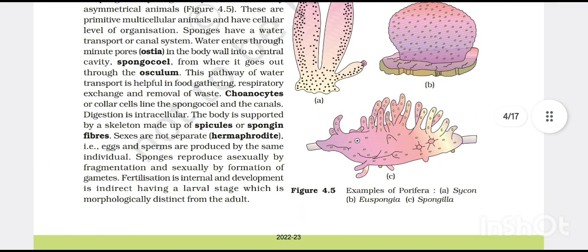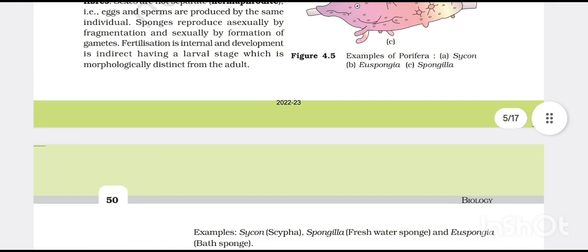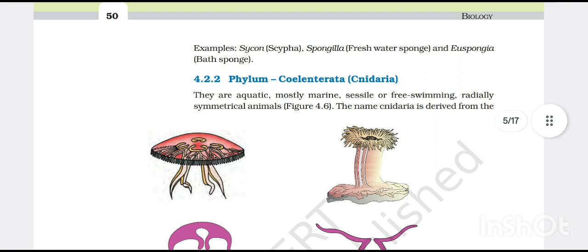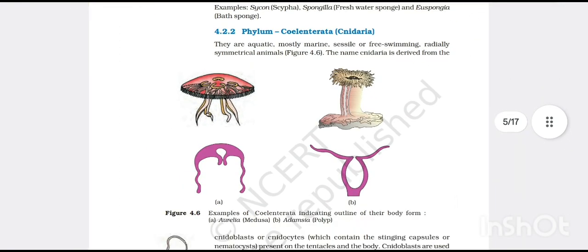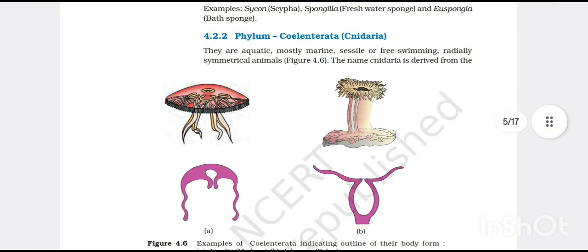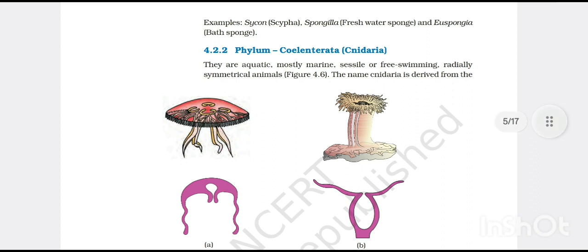And the examples of Porifera are Sycon, Euspongia, Spongilla. Then phylum Coelenterata or Cnidaria. They are aquatic, mostly marine, sessile or free swimming, radially symmetrical. Their body can be divided into any planes.